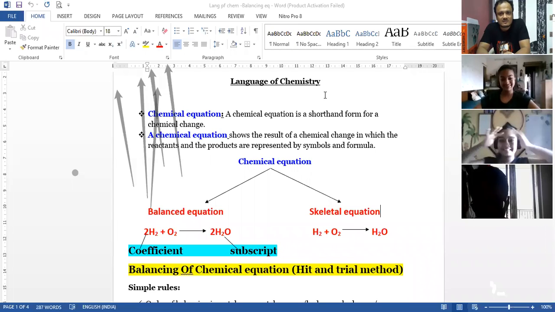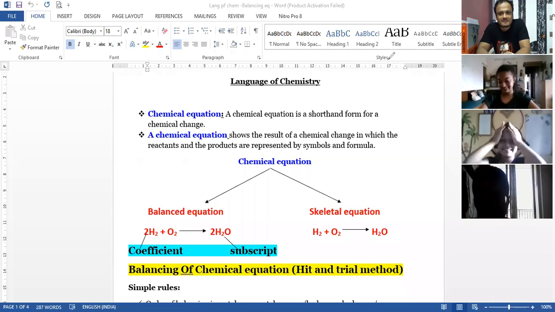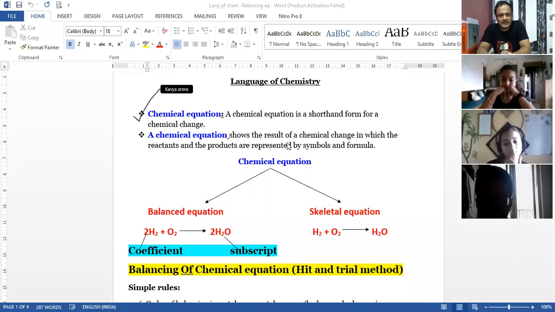Yeah, so as I was saying, a chemical equation is a shorthand representation of a chemical change. I have given you an example over here, which is the formation of water, right?